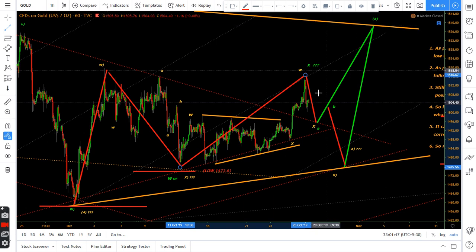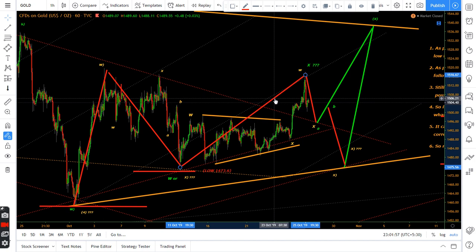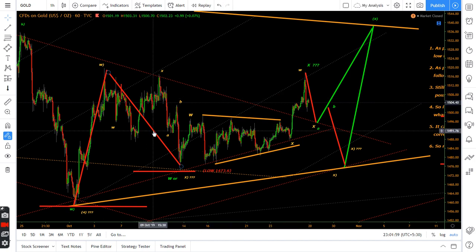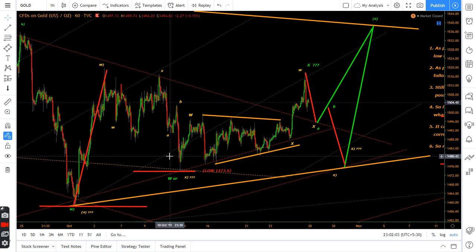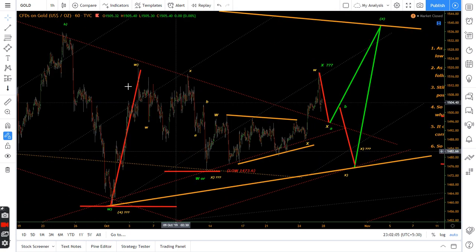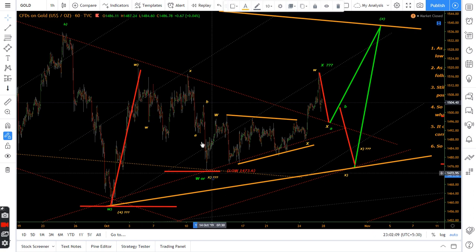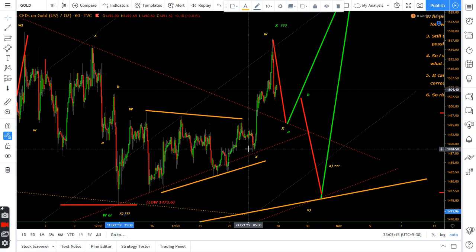For my target, the swing target is 1535. So this is also possible. So we don't neglect this, else I will show you how it will go the next way. So according to this, what happens is, if an X is ended here, right, this is a connecting wave.